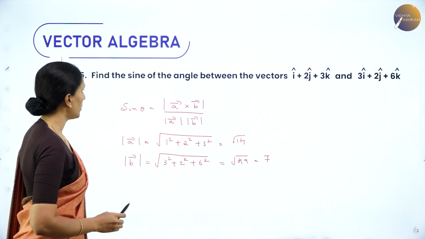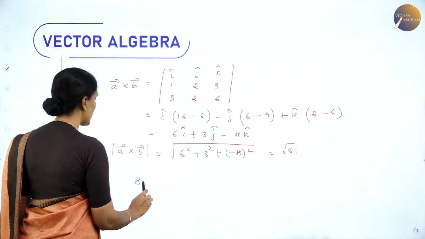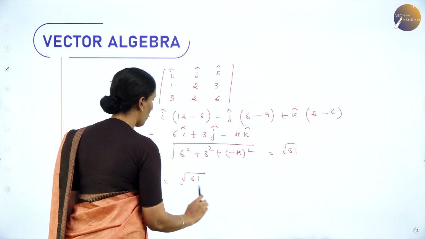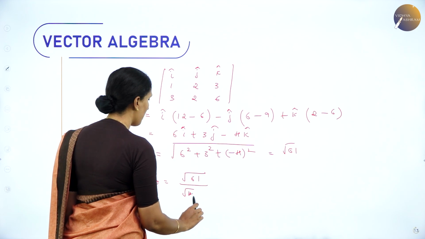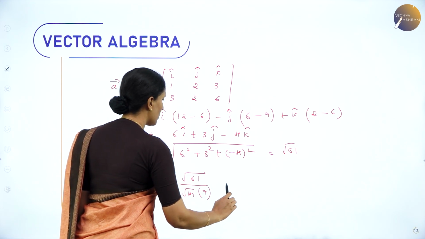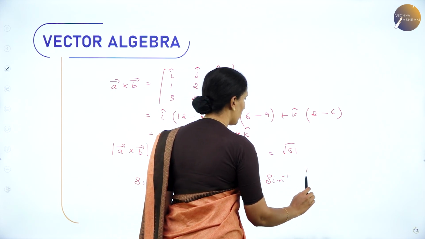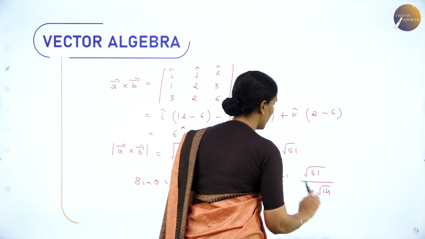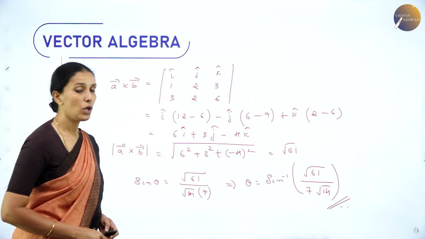Now if we substitute in this formula, then sine theta will be equal to root 61 divided by, so magnitude of a is root 14 and magnitude of b is 7. So this implies theta is equal to sine inverse of root 61 divided by 7 root 14. So this is the angle between the given vectors.